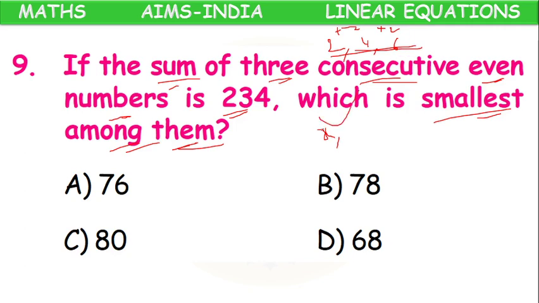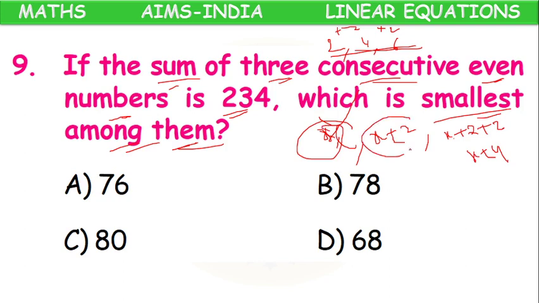Means if we know the first even number x, then the next even number is 2 more than the first number, x plus 2. The next even number is 2 more than x plus 2, means x plus 2 plus 2, or we can write it as x plus 4. Sometimes for calculation purposes, they will take x in the middle, right-hand side x plus 2, left-hand side x minus 2. These will be three continuous even numbers.